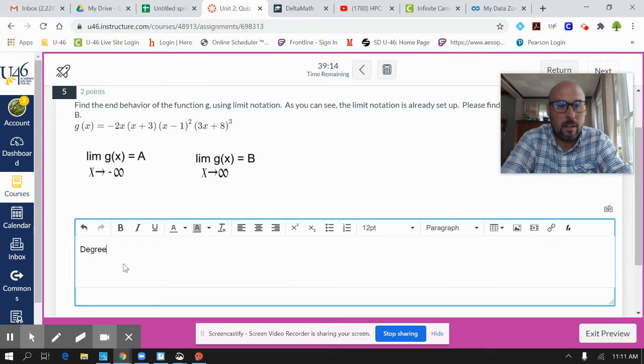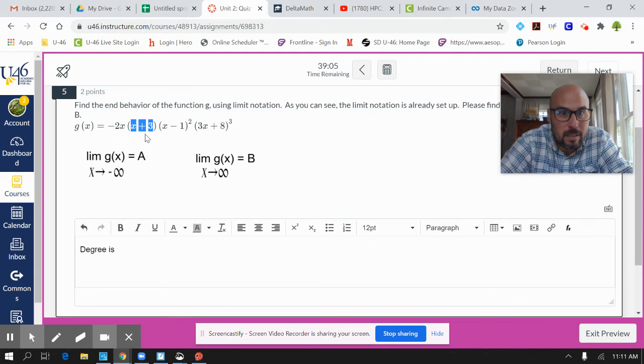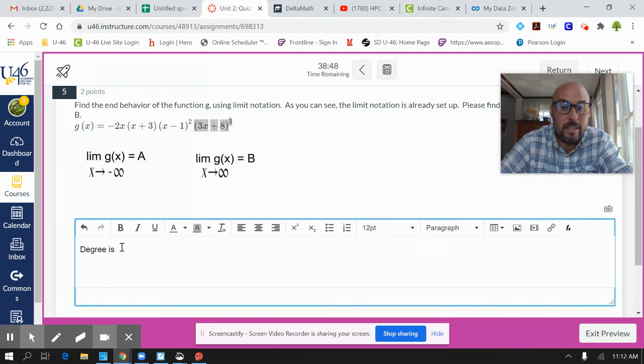And it depends on a couple of things. The degree. What is the degree of this polynomial? Well, 2 times x to the first, so it's a degree 1. But then when I multiply this, it becomes a degree 2. And then when I multiply this, notice it's being squared, so a degree 2 will now become a degree 4. And then when you multiply this, notice it's being cubed, so a degree 4 times this will become a degree 7. Remember, when you're multiplying, you add the exponents. So the degree is 7, which is odd.